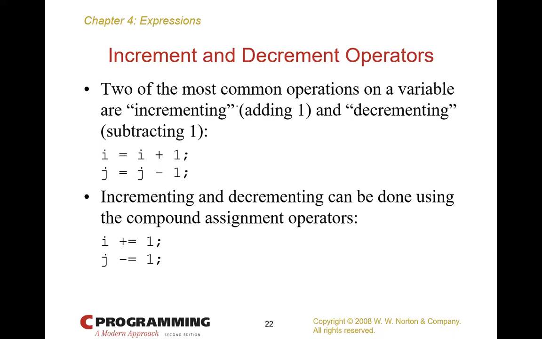Increment and decrement operators. Two of the most common operations on a variable are incrementing the variable or decrementing it. So normally, let's say you have x = 4. In programming, two of the most common operations that we do is we increase x by 1, or we decrease x by 1. So here we do -1, or here we do +1. These are common operations that we do on variables.